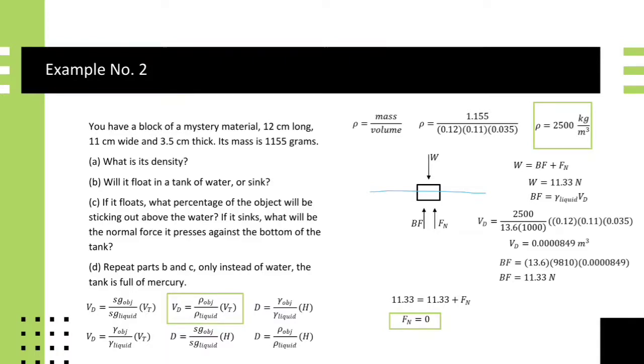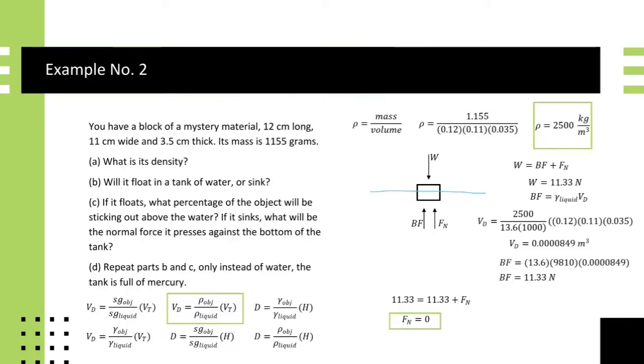And then after that, given BF is equal to gamma liquid times the volume draft. That means 13.6 times 9810 times 0.0000849. And that will give you an answer of 11.33 newtons. So, kung titignan nyo, same lang yung weight and then yung buoyant force. So, meaning F normal is 0.